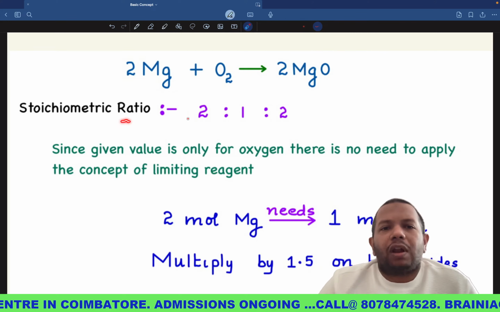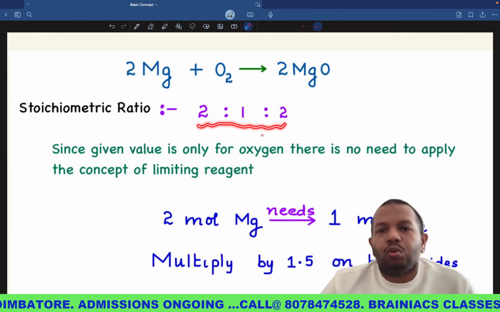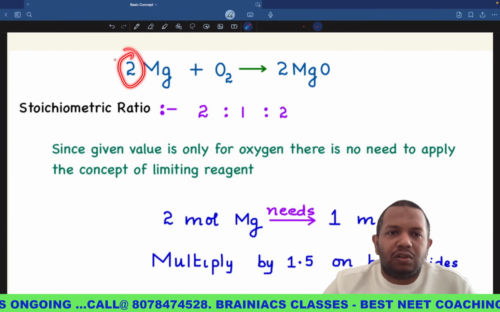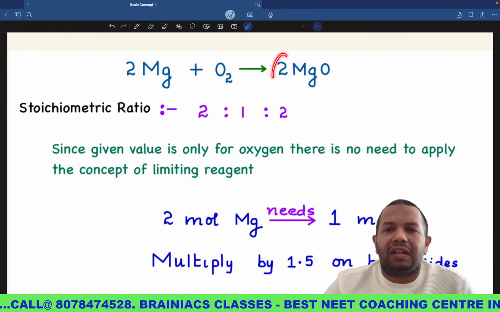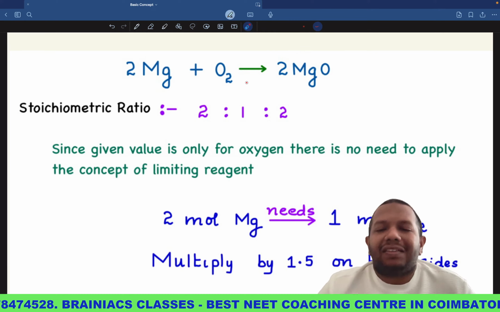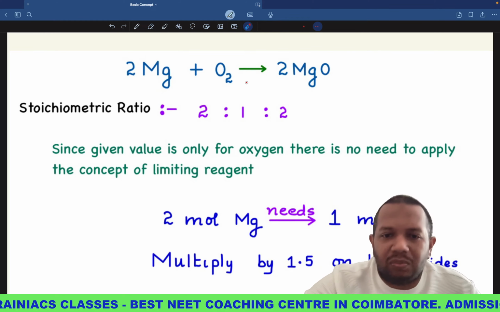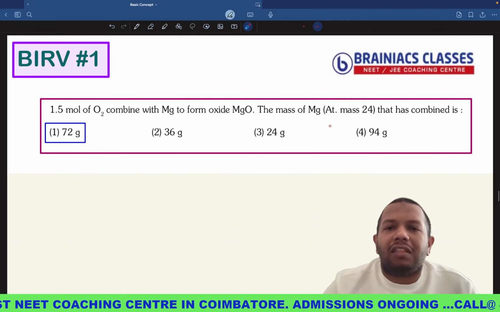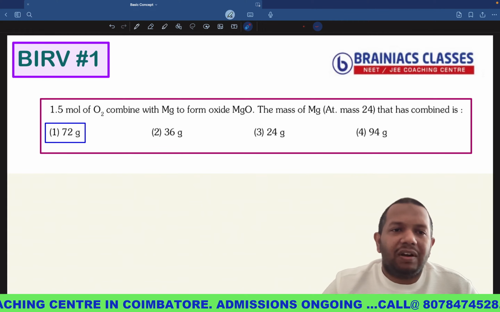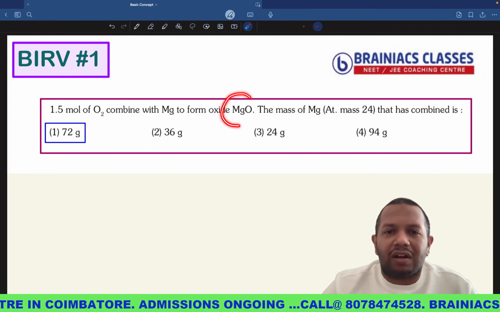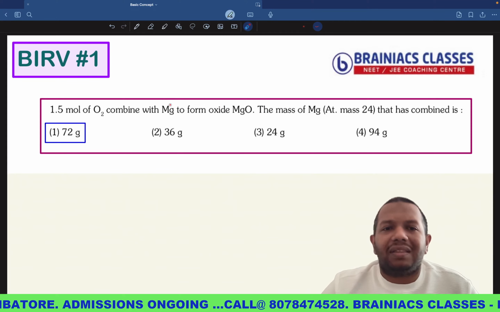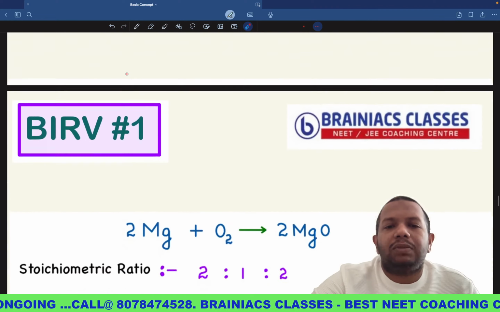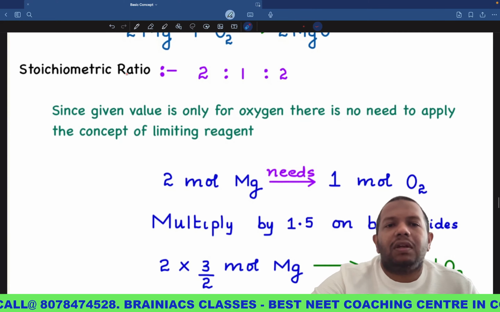Next we need to write down the stoichiometric ratio, that is 2:1:2. That is the stoichiometric ratio. Here you can see 2, here it is 1, and here it is 2. Okay, next, with whom we need to relate, that is very important. We need to calculate the mass of magnesium, and what is given is oxygen. So we don't need to consider the product here. We need to consider magnesium with the oxygen. Okay, so that is what we need to find out.